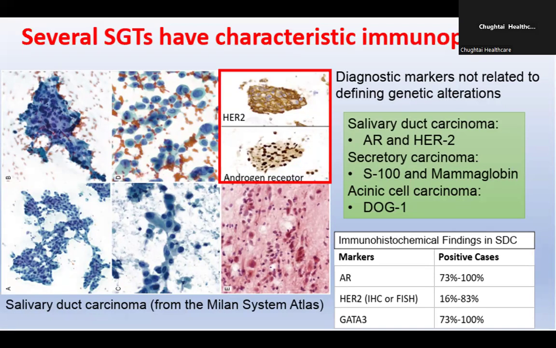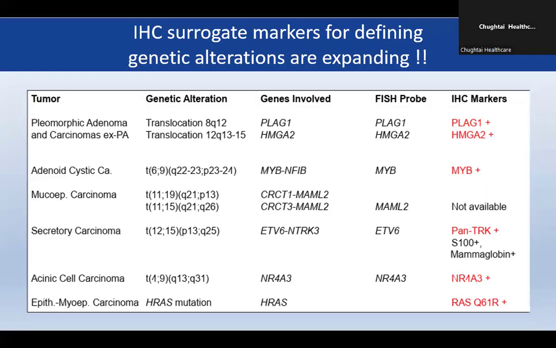So here is an overview. Like in salivary duct carcinoma, there is AR and HER2 against which specific targeted therapy is available. In secretory carcinoma, we have S100 and mammaglobin. In acinic cell carcinoma, we have DOG1 IHC. And for these genetic alterations, the surrogate IHC markers are also now available. For pleomorphic adenoma, IHC for PLAG1 is now available, and HMGA2 IHC is also available. MYB IHC is also available for adenoid cystic carcinoma, and for acinic cell carcinoma, we have NR4A3 IHC.